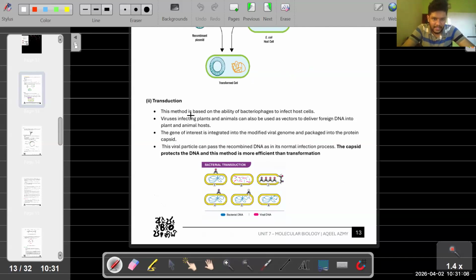Viruses infecting plants and animals can also be used as vector systems, like mosquitoes. Mosquitoes are used as vectors to deliver diseases. So similarly here, viruses infecting plants and animals can also be used to deliver foreign DNA into plant and animal hosts. Can you understand that? These 2 points, is that clear? Just check. If it's clear, drop a message.